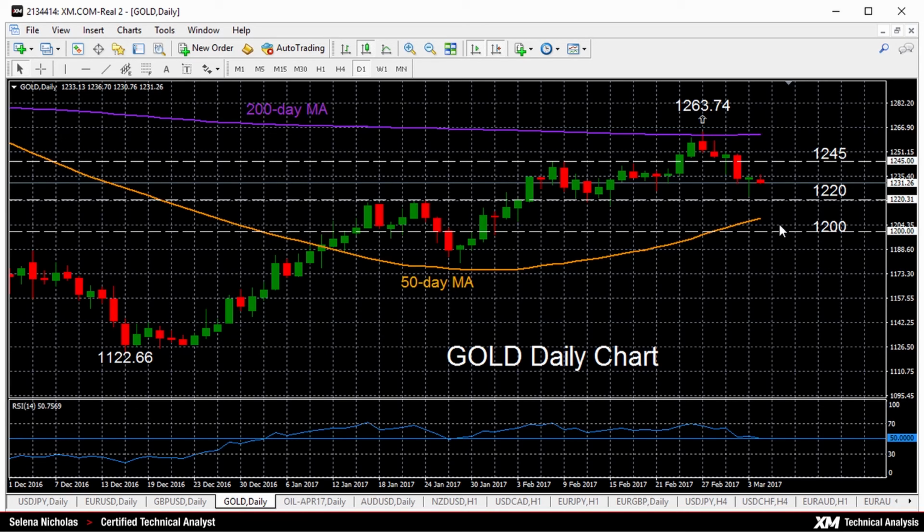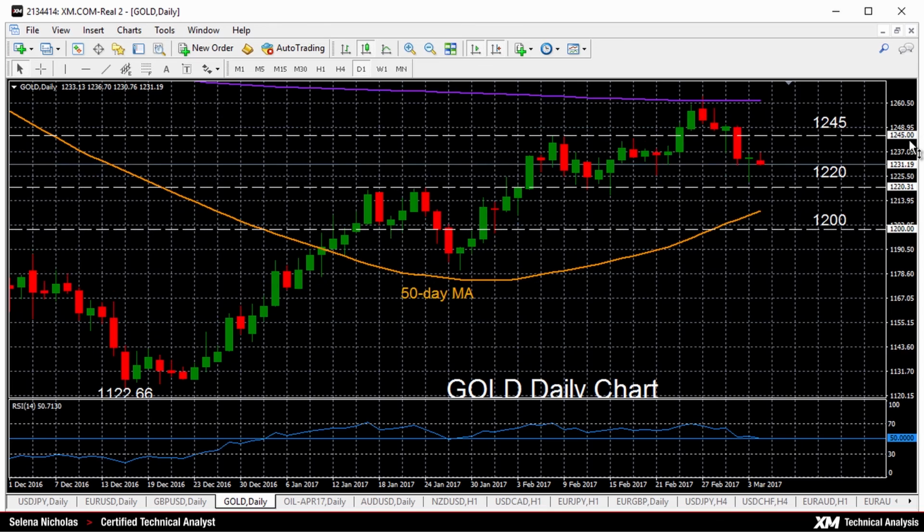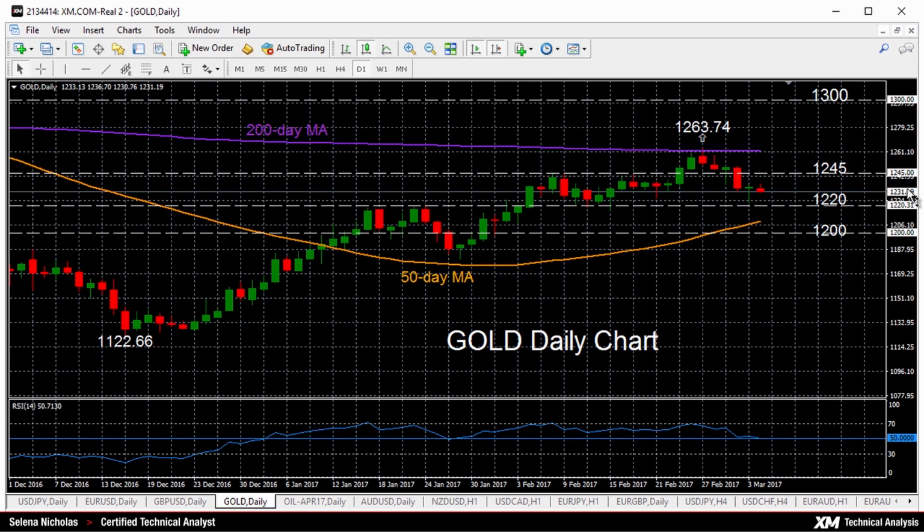But of course, a break above 1245 and the 200-day moving average, if prices move back above this, we could see a resumption in the uptrend to target the key 1300 level.